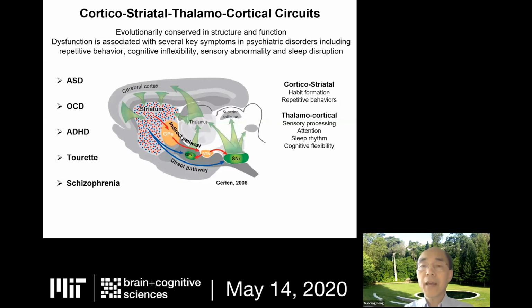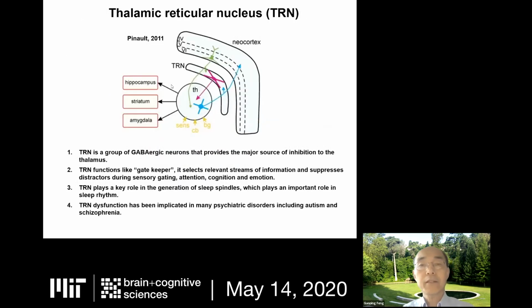Today I'm going to focus on one particular part of the thalamus called the thalamic reticular nucleus, TRN. You probably all know very well that TRN is a group of GABAergic neurons that provide a major source of inhibition to the thalamus. The main function of TRN is what we call the gatekeeper. Basically, it selects relevant information and suppresses distracting information during sensory gating, attention, or cognition.